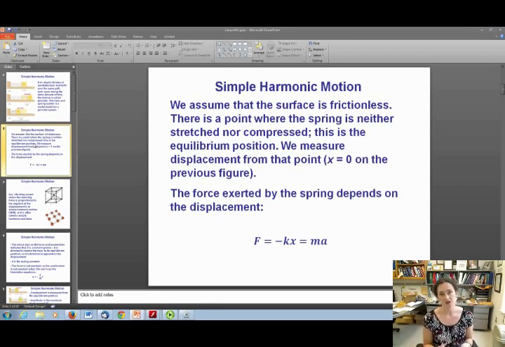Now, we covered what the force was for this kind of system a few chapters ago, and it's given by Hooke's law. Hooke's law says that the force on a mass on a spring is equal to minus k times x, where k is the spring constant, which is the stiffness of the spring, x is the displacement from equilibrium, and then of course you can always set any force equal to Newton's second law, F is equal to ma. So we have F is equal to minus kx is equal to the mass times the acceleration.